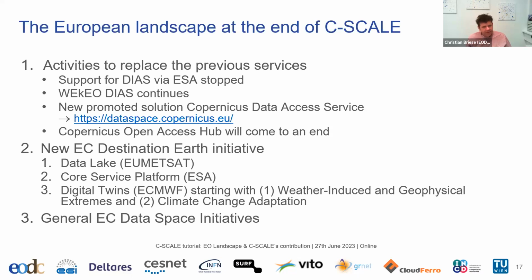So later in this year, we will have this transition from all the Open Access Hub towards the data space ecosystem. In addition to that, the geoinformation and the Copernicus Data Access Service, European Commission launched another initiative called Destination Earth, where the 3 agencies, EUMETSAT, ESA, and ECMWF, are acting in providing, on one hand, a data lake service initiated by EUMETSAT, the core service platform by ESA, and then also, as practical examples, digital twins operated by ECMWF, where they focus on a weather-induced and geophysical extremes digital twin and a climate change adaptation digital twin, as I mentioned, steered by ECMWF.